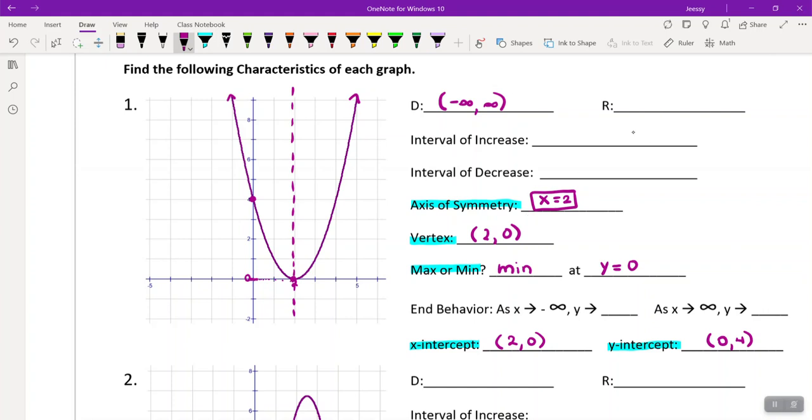The range, though, is going to be like this. If you have a minimum and if you have a maximum, this is how it's going to go. It's going to be y is greater than or equal to your minimum, or y is less than or equal to your maximum.